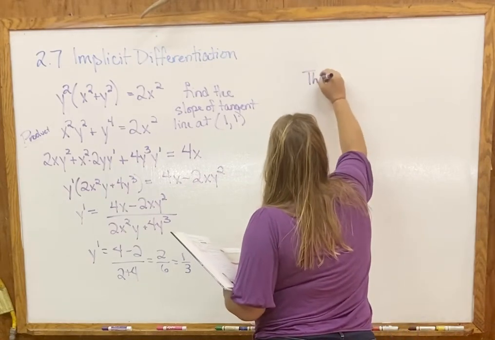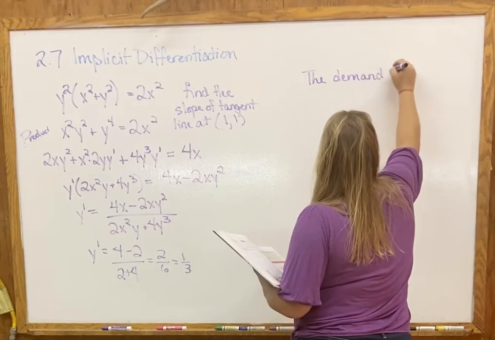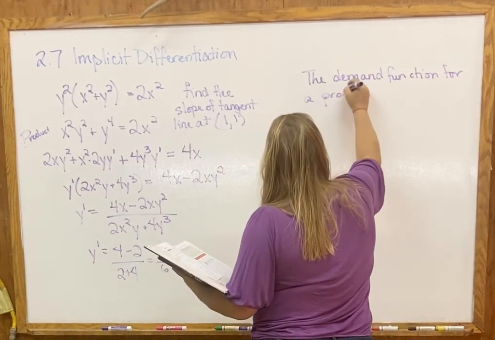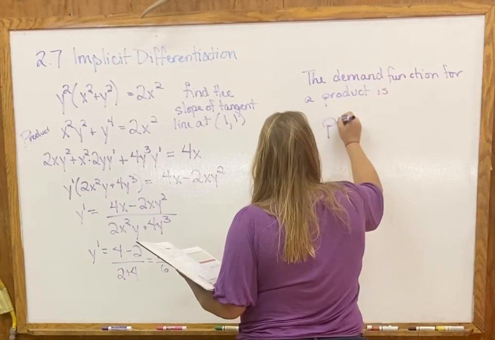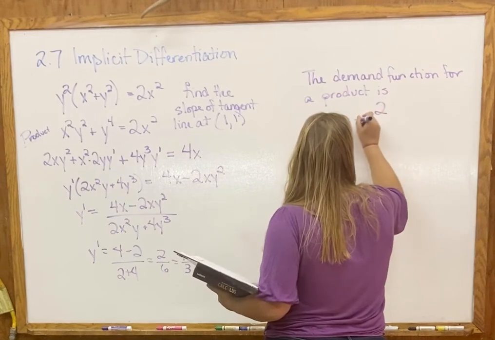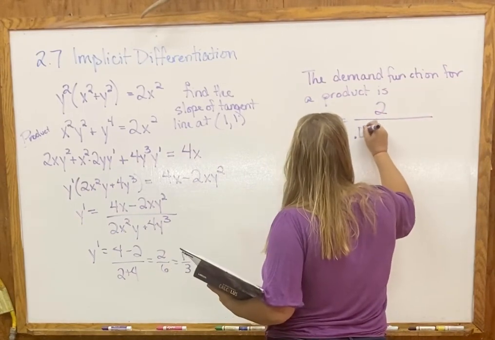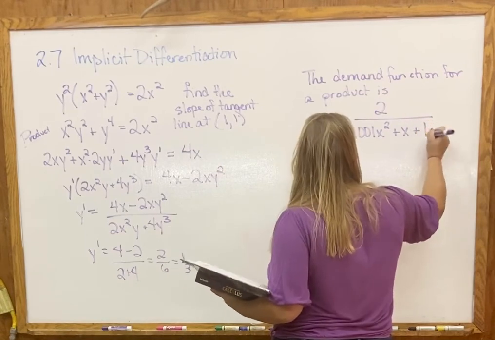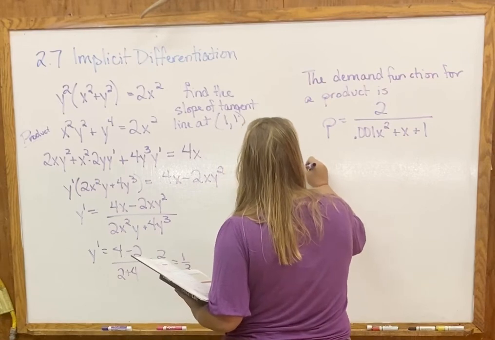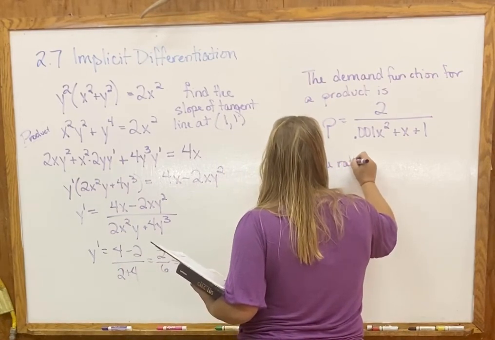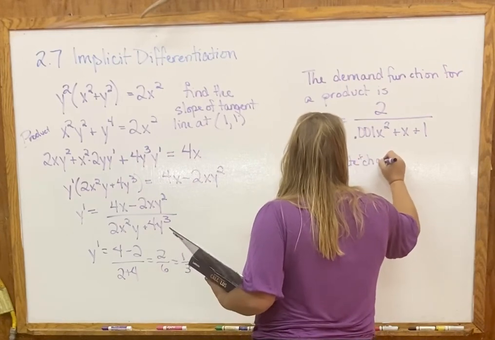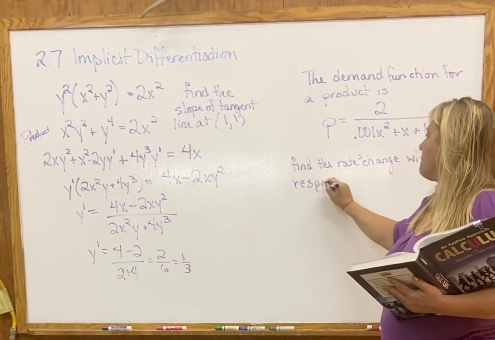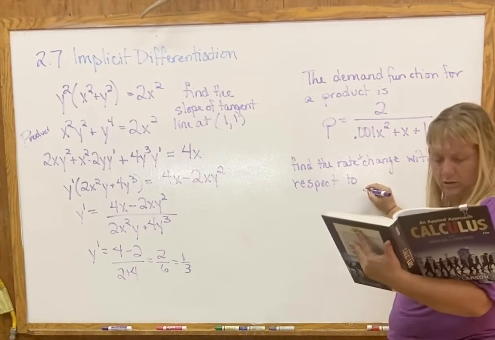Okay, so the demand function for a product is P equals 2 over 0.001 x squared plus x plus 1. And we want to find the rate of change with respect to P.